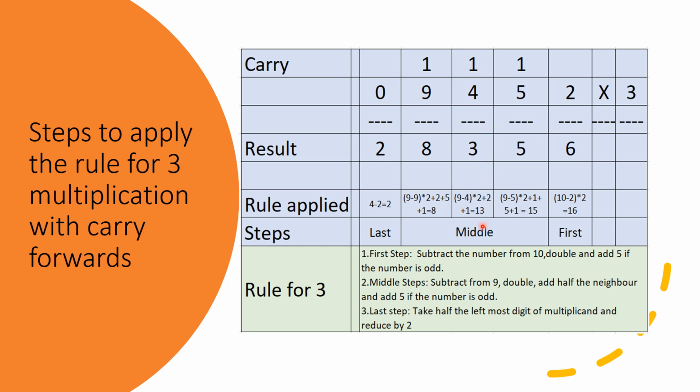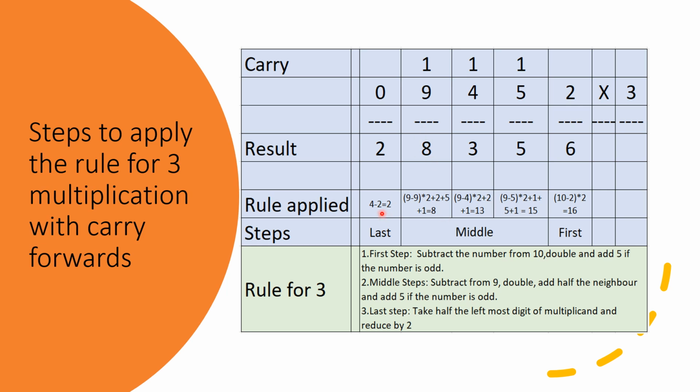And then again, this is a middle step. You will have to subtract the number 4 from 9. 9 minus 4 into double into 2 plus 2. 2 is half of the neighbor 5, and plus 1 the carry. Here it's an even number, so we are not adding 5 here. So we'll keep the result 3 and carry forward the number 1. Then again here 9 minus 9 into 2 plus 2 half the neighbor, plus 5 since it is an odd number, and plus 1 carry, so it becomes 8.